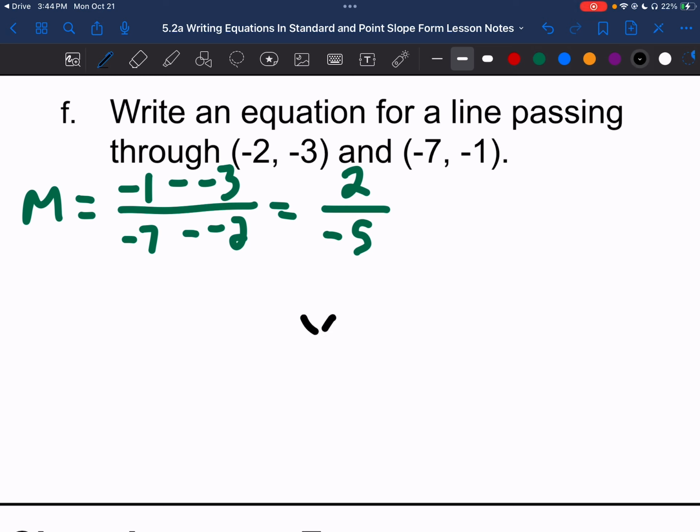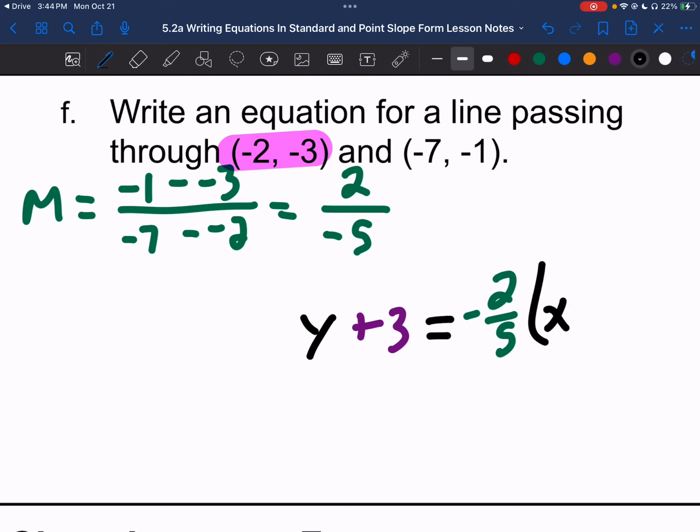And so now we substitute in. We have y, and again, I'm using the first point first. So we have y plus 3 is equal to our slope, negative 2 over 5, times the quantity, x plus 2.